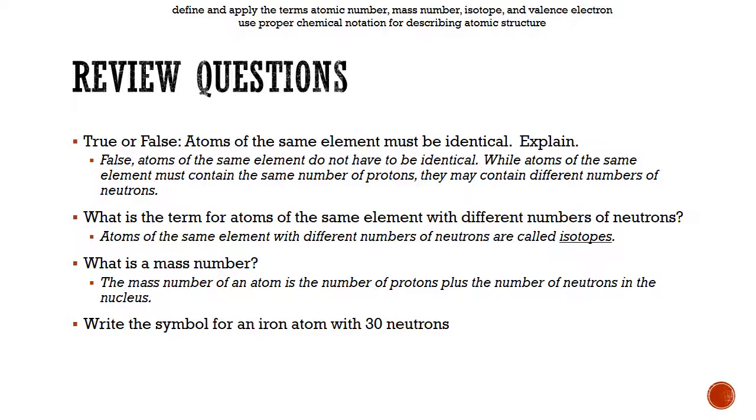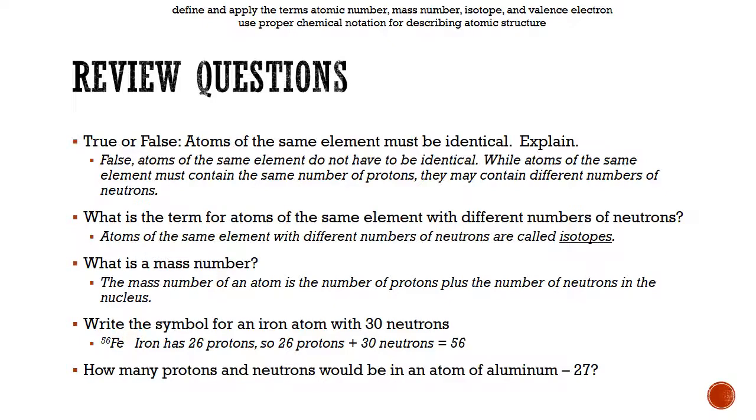Question 4. Write the symbol for an iron atom with 30 neutrons. While looking at the periodic table, you'll see that iron has 26 protons, so 26 protons plus the 30 neutrons gives you a mass number of 56. So the symbol for iron is Fe, and then the mass number goes as a superscript there on the left side. And again, we would just read that as iron 56.